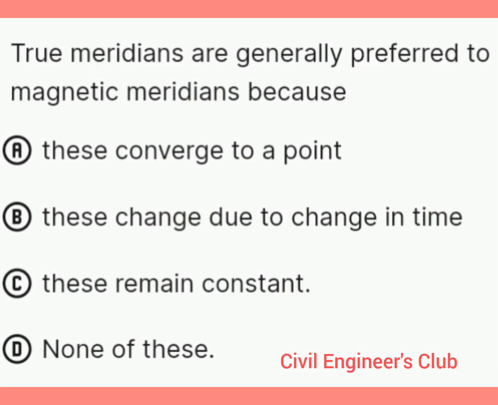Next question, true meridians are generally preferred to magnetic meridians because option A, this converges to a point, option B, this changes due to change in time, option C, this remains constant, and option D, none of these. Here the correct answer is option C, this remains constant. True meridians are generally preferred to magnetic meridians because option C, this remains constant.